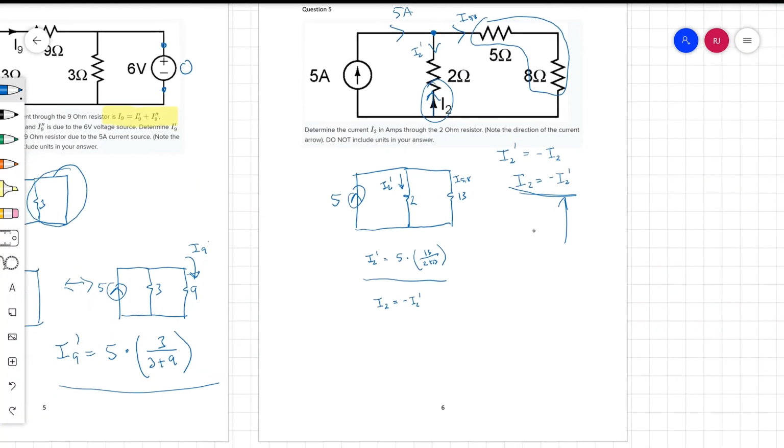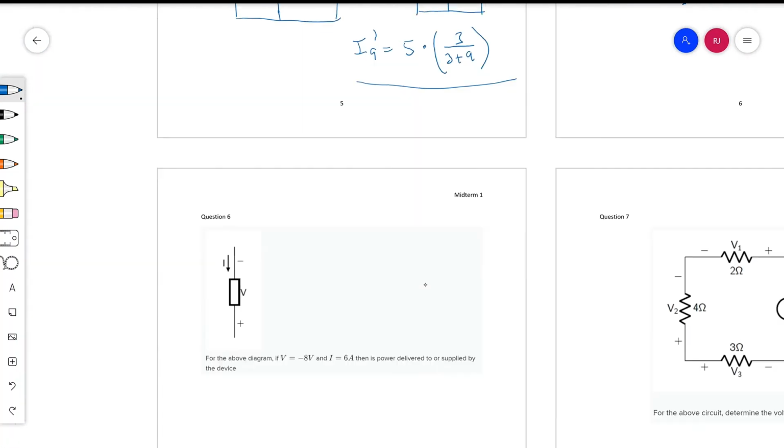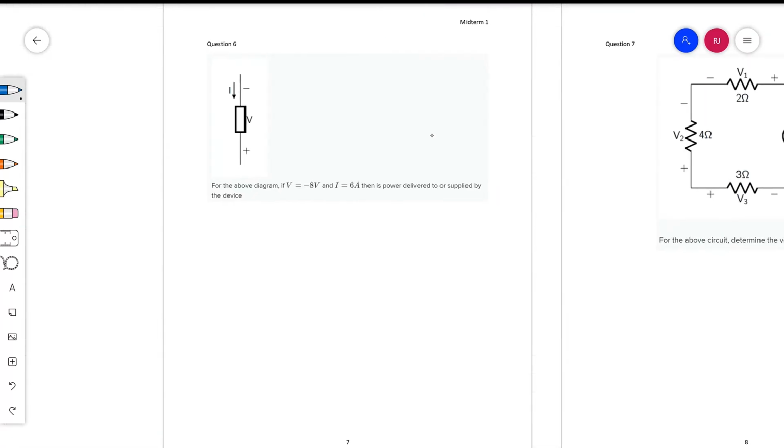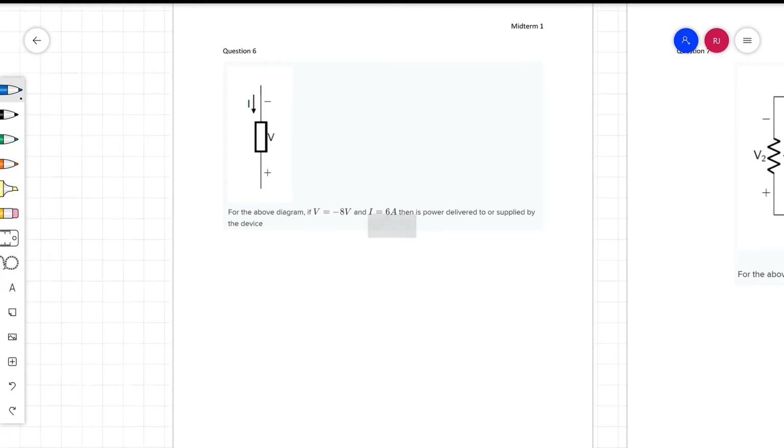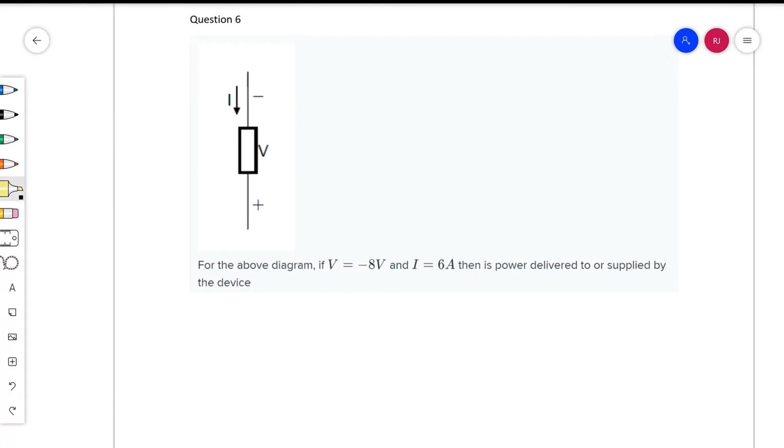So now we're going to move on to the next question, question 6. In question 6, it's asking for the above diagram, is power being delivered or is power being supplied by this device? Well, first we're going to ignore the fact that they've given us the values of the voltage and the current.